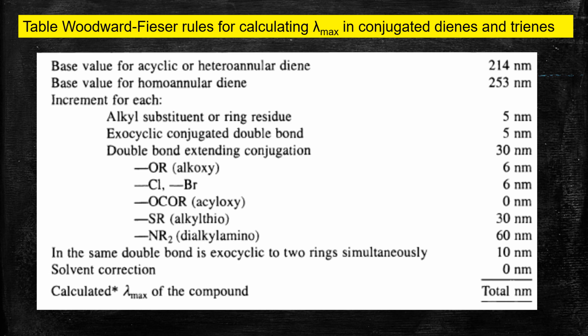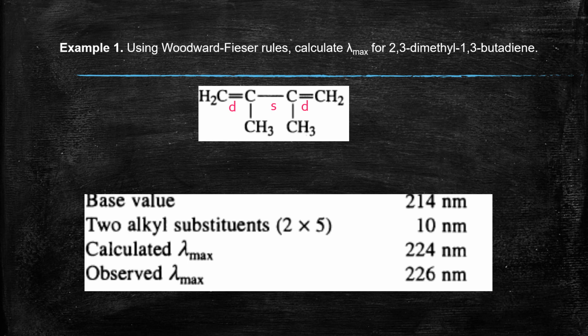So the first problem we are going to solve: I'm giving the example 2,3-dimethyl-1,3-butadiene. First draw the structure and see whether this molecule has a conjugate system or not. 1, 2, 3, 4. It has alternate double bonds, so this molecule is a conjugated system. And see whether it is a closed chain system or open chain. It is an open chain system, so it is not a homoannular diene. It is a heteroannular diene, so the base value is 214 nanometers.